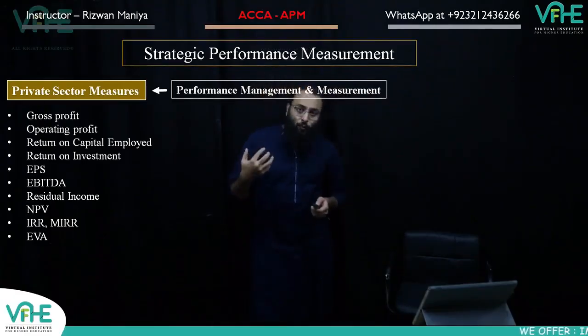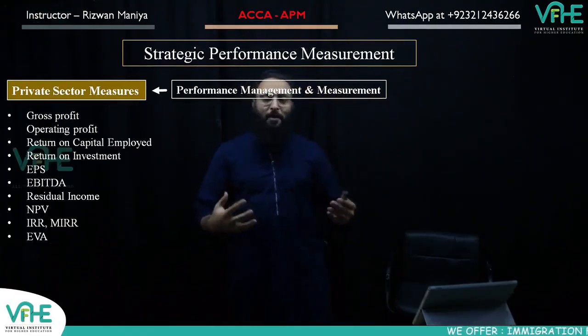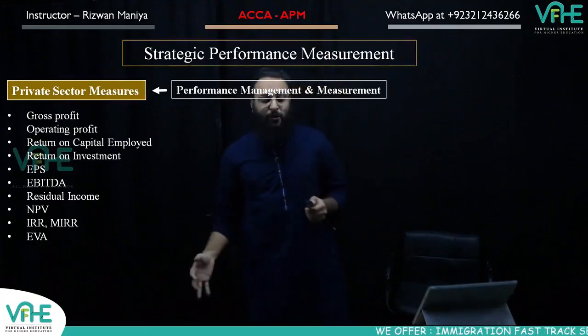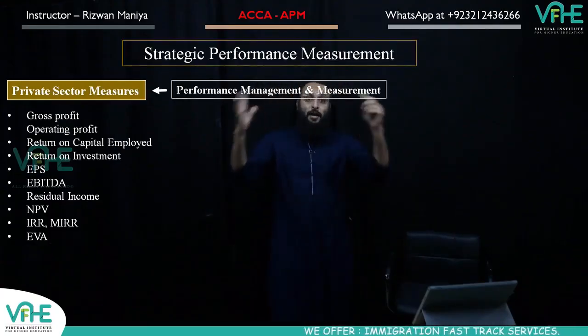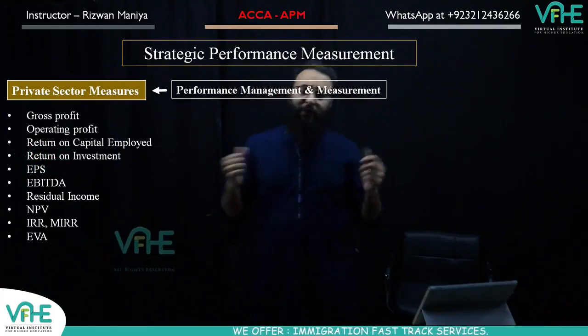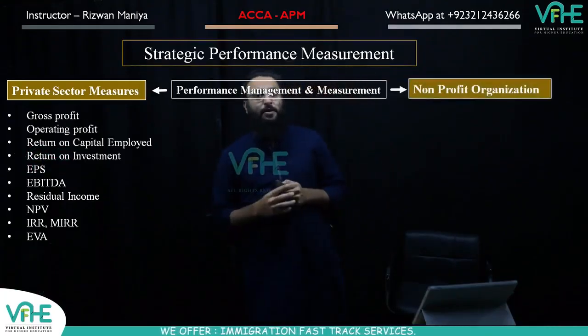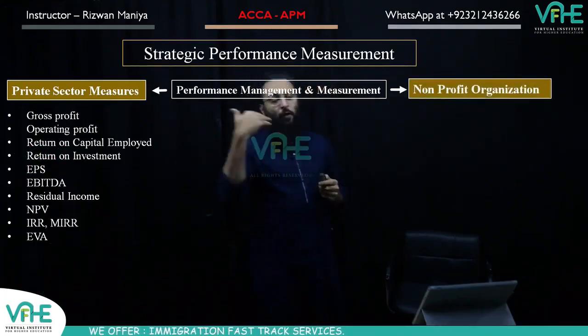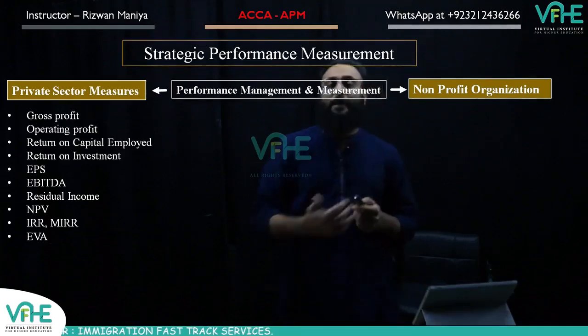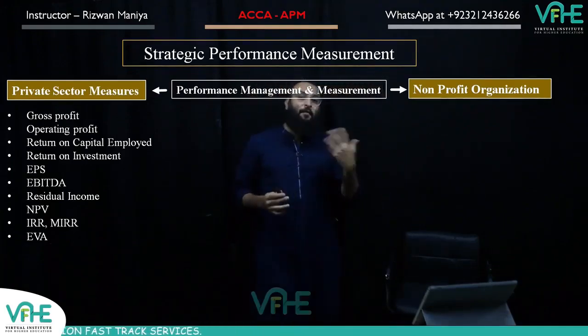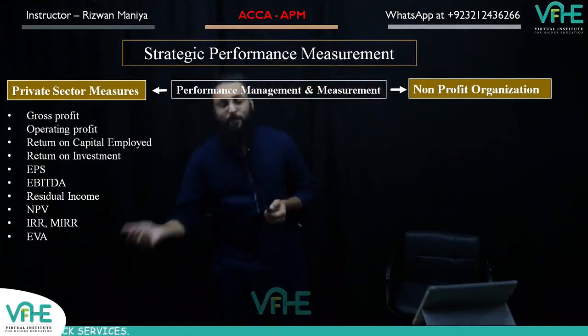So when we are assessing the performance financially, these are the financial measures that we can use for the company as a whole, even for divisions. Now going into the divisions, now moving towards not-for-profit organizations, for any profit-oriented ones, yes, these are the things that we have to use.